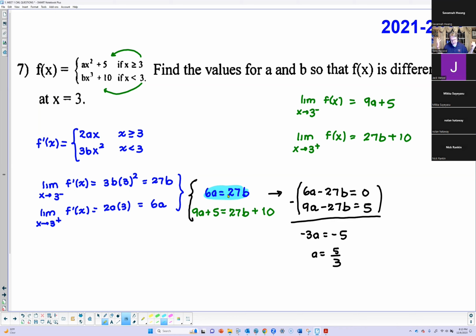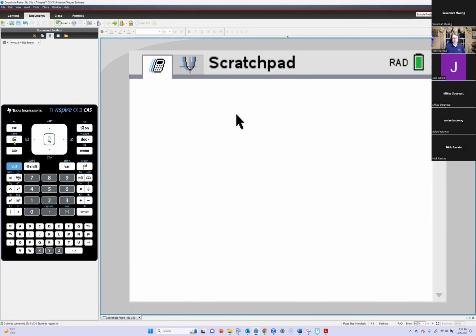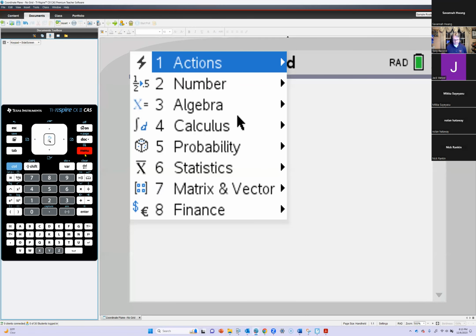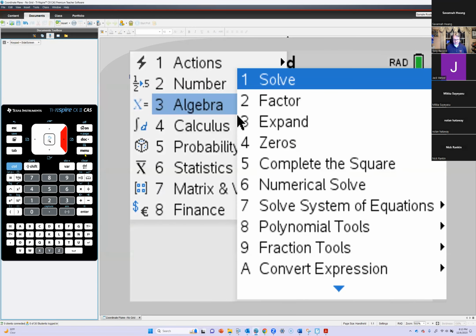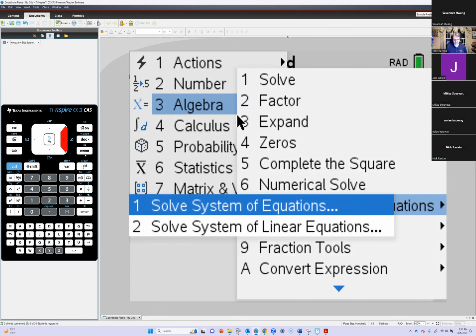Since we've mentioned it, do you guys want me to show you this real quickly? If you ever want to solve a system of equations on your TI-Nspire, all you have to do is go into Menu, Algebra, and we could do option 7, solve system of equations. There's many other ways to do it. I won't say linear, I'll just do the first option.